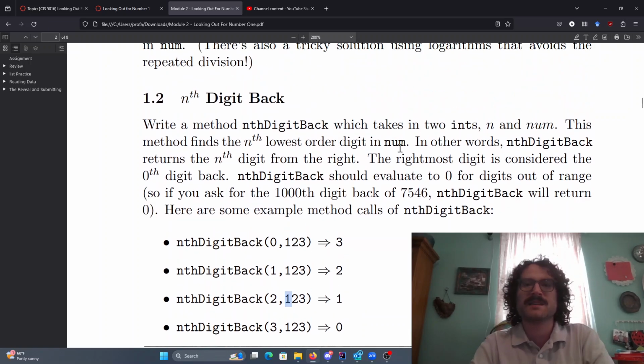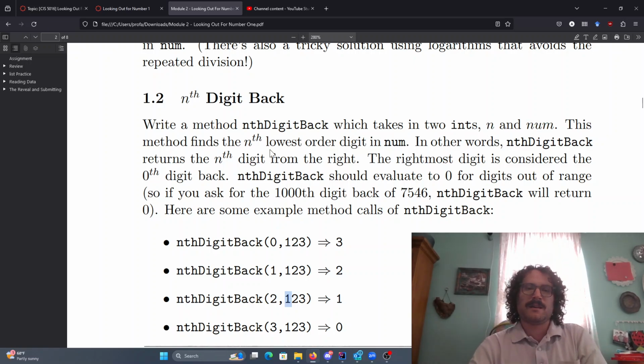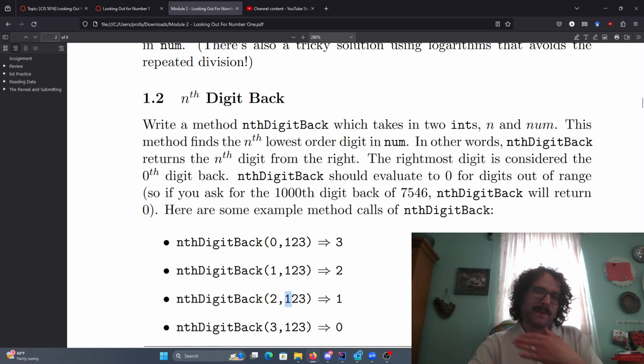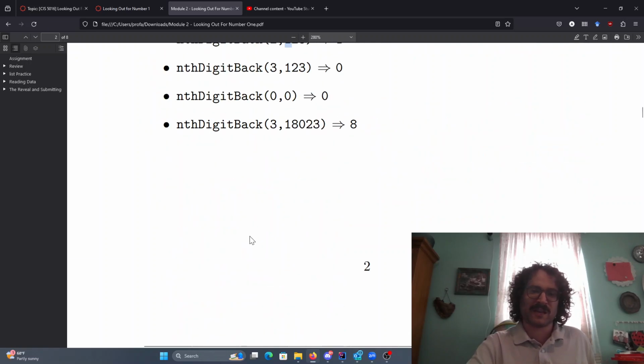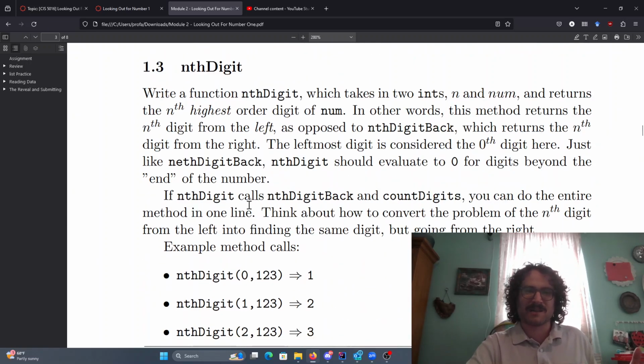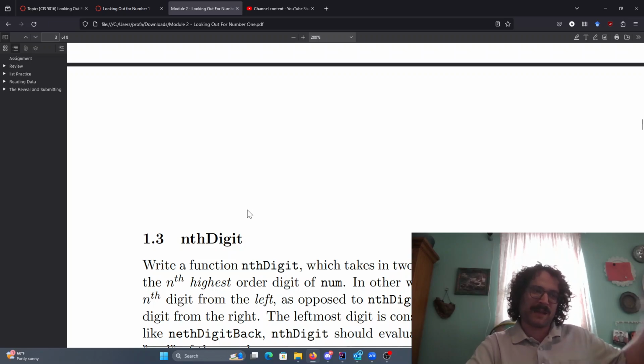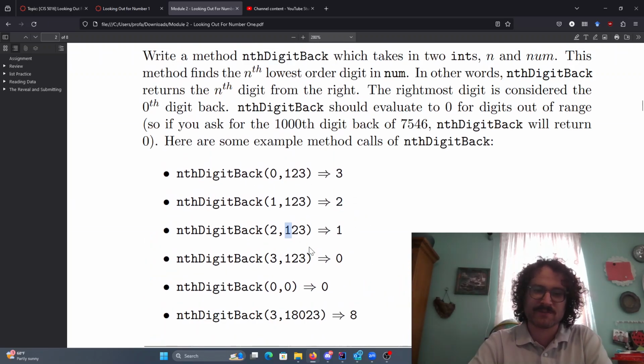So this problem says, let's take in two integers, n and num. I will find the nth lowest order digit, right? Lowest order meaning from the back, from the ones place, as opposed to the next problem, which is the highest order, which is going from the left to the right, as opposed to right to left. Here we are doing right to left.